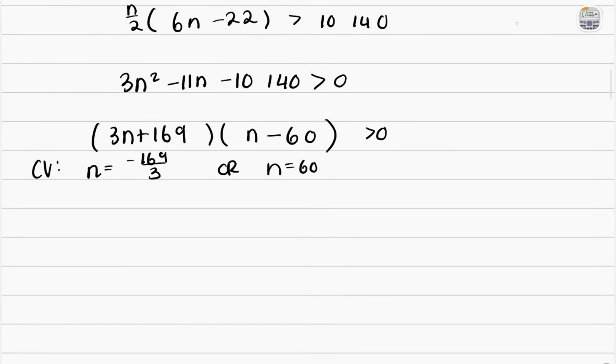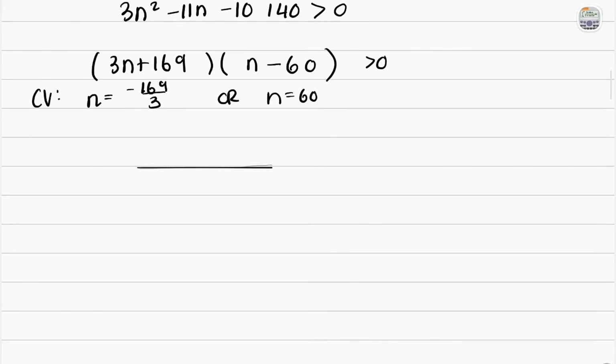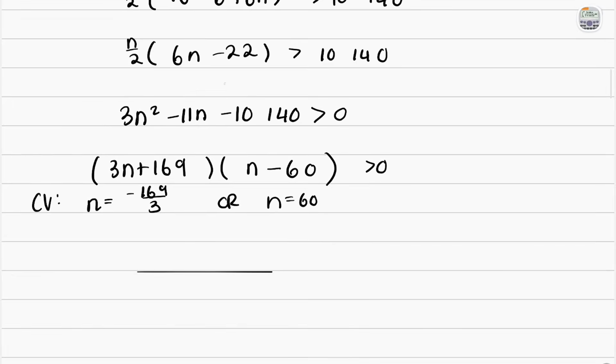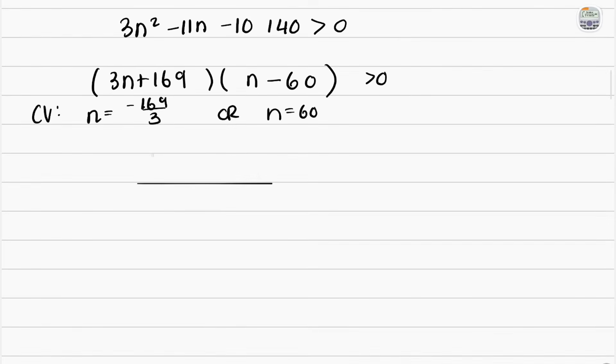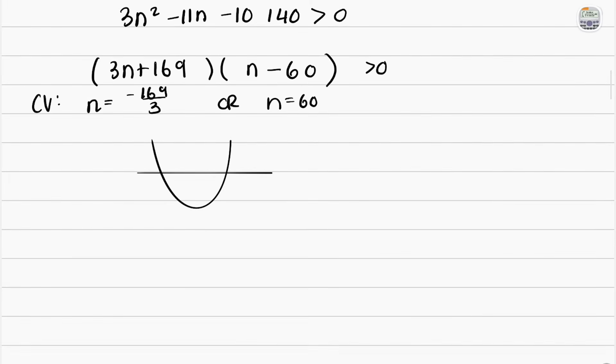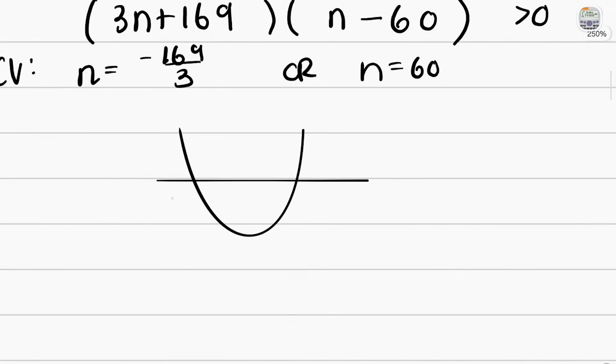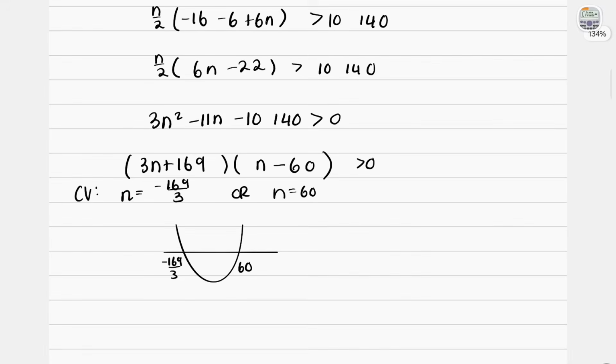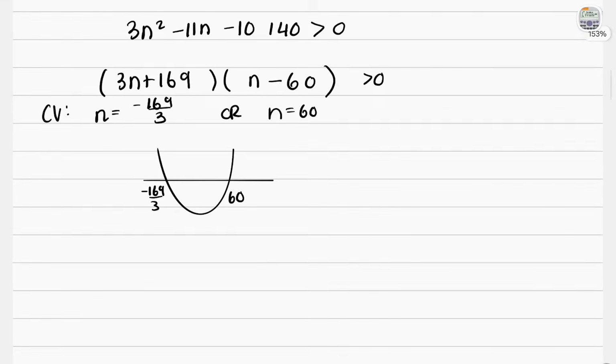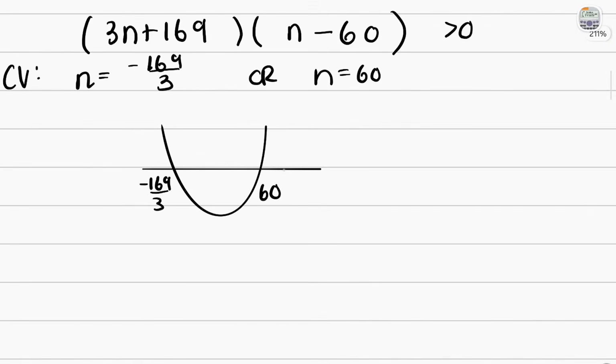So let's just see. We still need to solve for the inequality. So it was a quadratic expression that we had there. But you see that this is a parabola, and it's specifically a concave up parabola. If it's a concave up parabola and the critical values were negative 169 over 3, we won't really consider that one, and 60. This was just asking us to solve for n where the function is greater than 0. Now remember from the first questions that if the function is greater than 0, we're just referring to the y values of this graph.